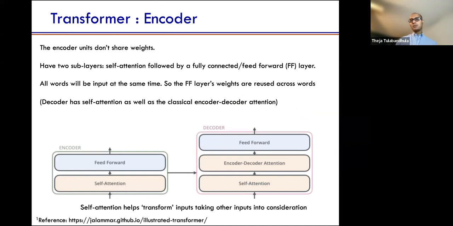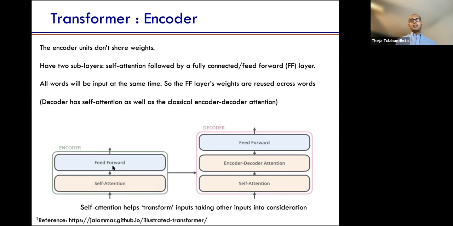But a couple more points before we get into how inputs are processed. Firstly, these encoder units don't share weights. We saw the 6 encoder boxes, and they all have different weights, in the sense that they all have separate weights to be tuned, unlike an RNN cell, for example. Now, each encoder block has 2 sub-blocks. One is called a self-attention layer, and then there's a feed-forward layer.